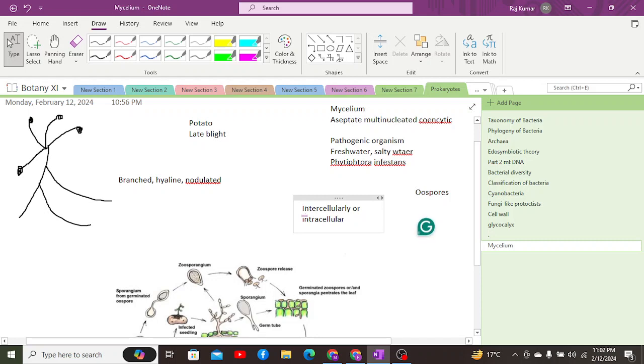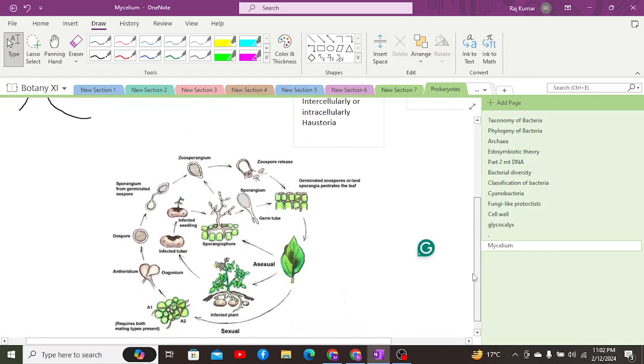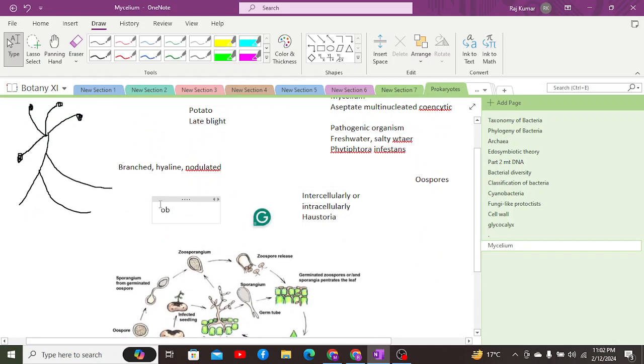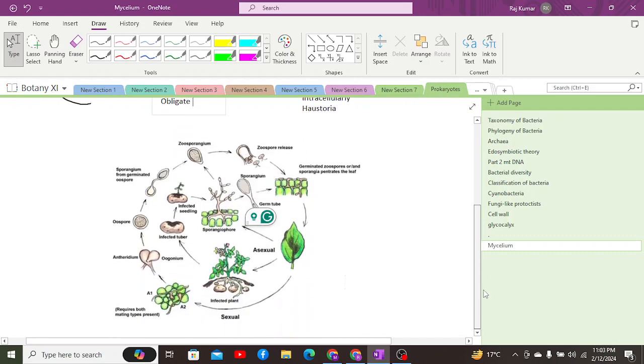The part of the hyphae responsible for absorbing nutrients from the plant mesophyll cells, or from the intercellular fluid, is known as haustoria, right? And the haustoria are an important tool. Without them, they cannot perform their pathogenic activity. In some books, we also call them obligate parasites, Phytophthora infestans particularly.